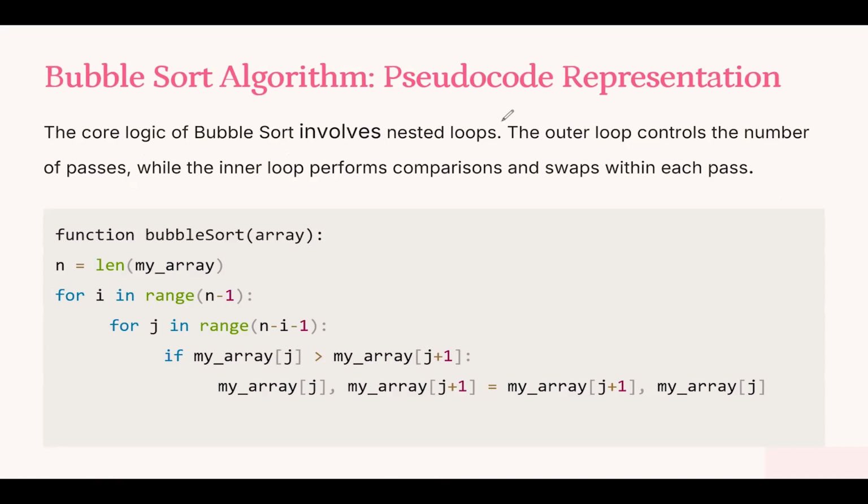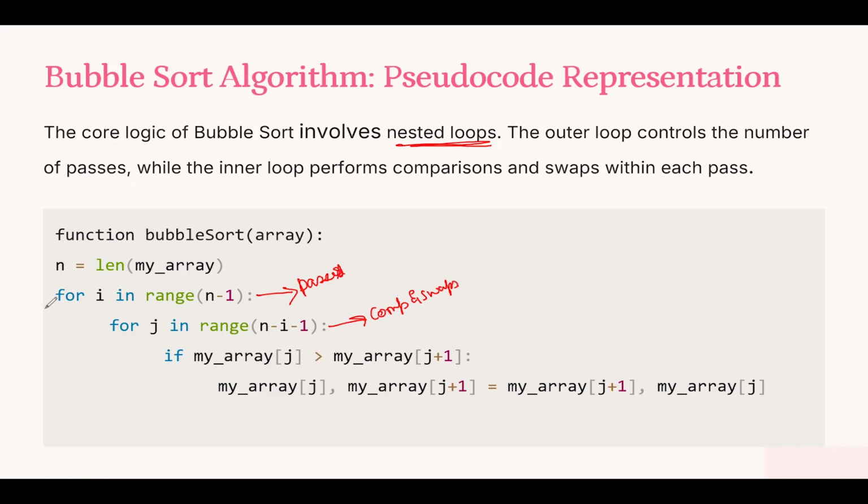So, bubble sort algorithm. The core logic of bubble sort involves nested loops. As we can see, it is a nested loop because we need to have passes, and inside the pass we need to have a number of iterations. The outer loop controls the number of passes. So this particular one will tell us the number of passes we are going through, while the inner loop performs the comparison and swaps.